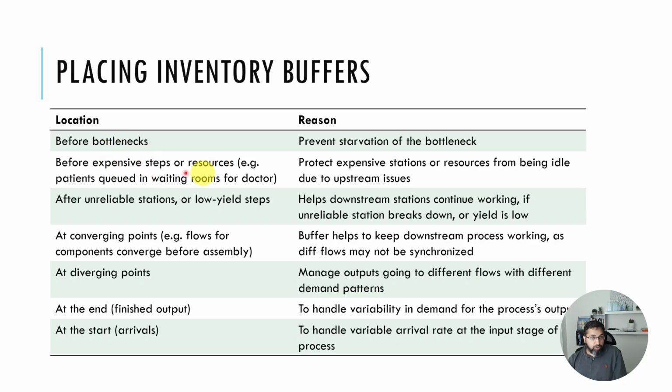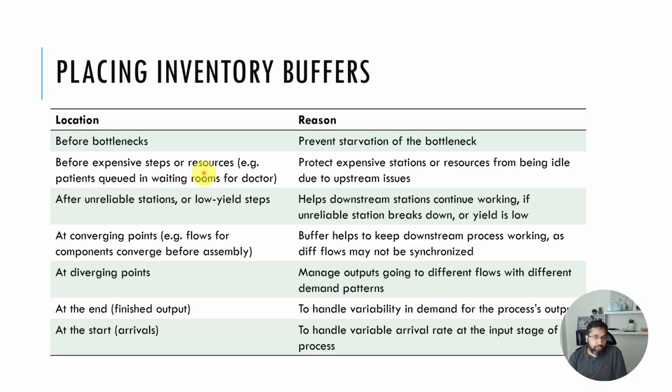Before expensive steps or resources, like the doctor example I told you, you often want to put a little bit of WIP before a very expensive step or resource so that that expensive resource or step continues to happen and is protected from variability in the system before that. Variability like accidents, a worker taking a break, or a worker being absent and a makeup worker being slower at the task.